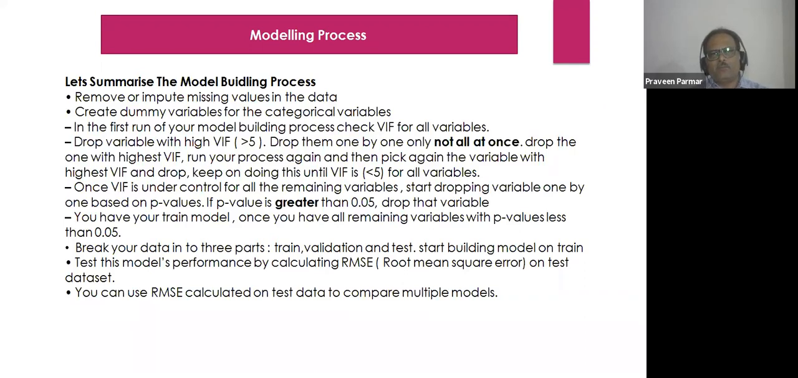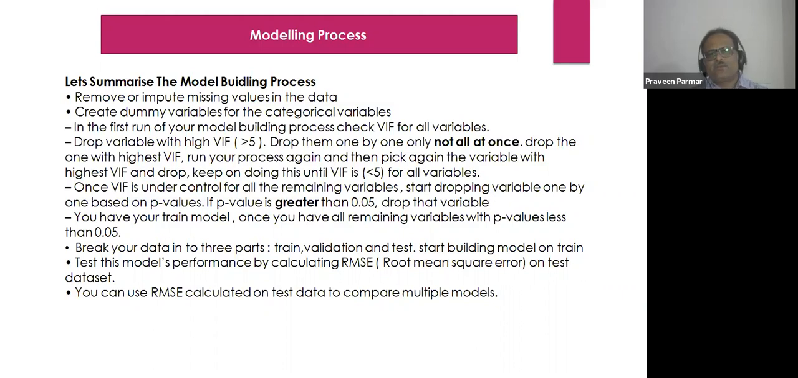Now let's summarize the model building process. Remove or impute missing values in the data. Then create dummy variables for categorical variables, as I explained. In the first run of your model building process, check VIF for all variables. Drop variables with high VIF, greater than 5. Drop them one by one, not all at once. Drop the one with the highest VIF, run your process again, then pick again the variable with the highest VIF and drop it, and keep on doing this until VIF is less than 5 for all remaining variables.